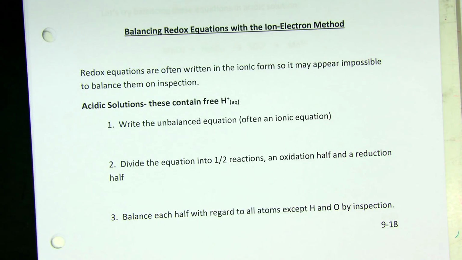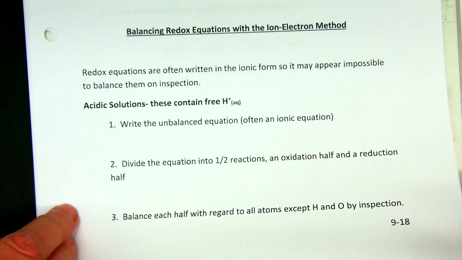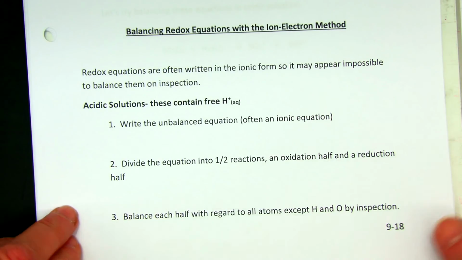When you look at these, there are going to be two situations: things that are in acidic solution, meaning they have free hydrogen ions, and things in basic solution, where there's lots of free hydroxide. So we have a series of steps, and this makes absolutely no sense when you first look at it until you do an example.